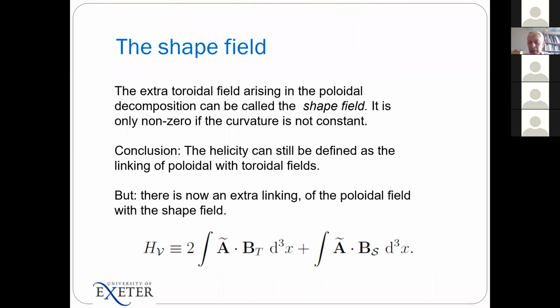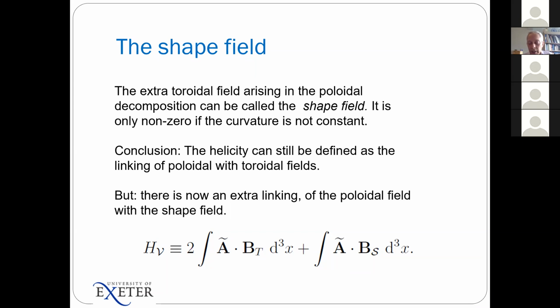Or you could say it's the poloidal field created by this D inverse linking this special shape field that arises because non-symmetric boundaries give you a weird decomposition. And that is what you can use to do the poloidal-toroidal decomposition. It gives you an alternative to relative magnetic helicity.